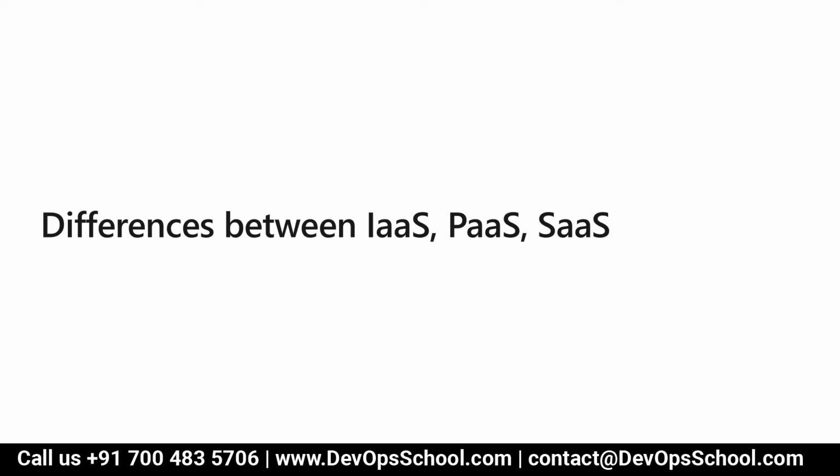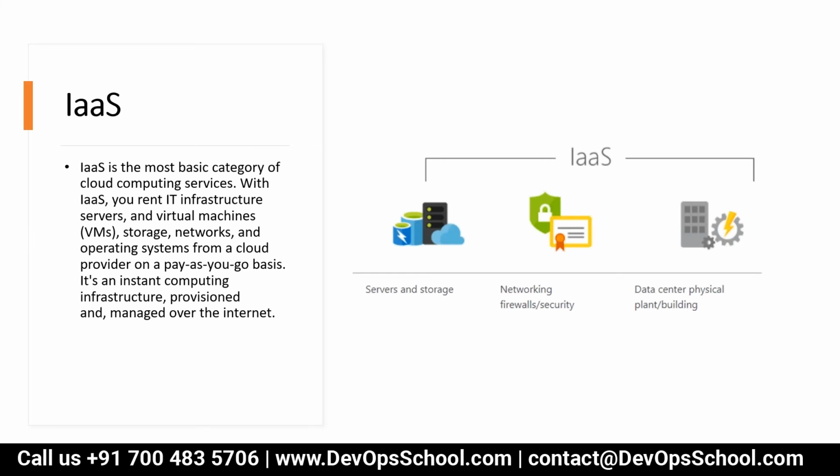So these are the 3 service models of cloud: infrastructure as a service, platform as a service, and software as a service. Okay. So infrastructure as a service. Infrastructure as a service is the most basic category of cloud computing service. You can see that this is the first entry in a cloud. This is the entry gate.